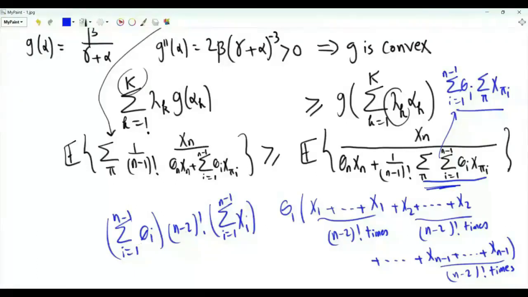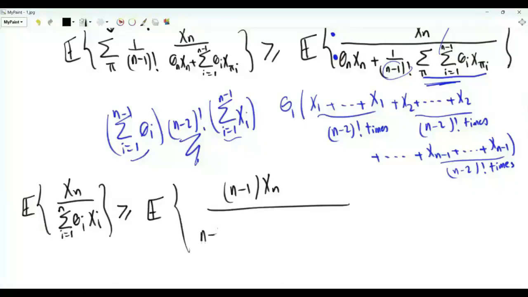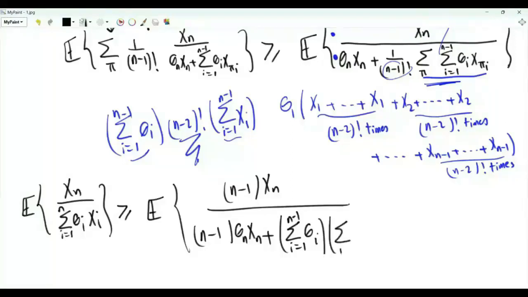This double sum here is (n-2)! times the sum of the thetas times the sum of the x's. (n-2)! divided by (n-1)!, that's 1 over n-1. Multiply numerator and denominator by n-1. The expectation of interest is greater than or equal to the expectation of (n-1)xn divided by (n-1)θn xn plus the sum of the thetas to θ_{n-1} times the sum of the x's to x_{n-1}.